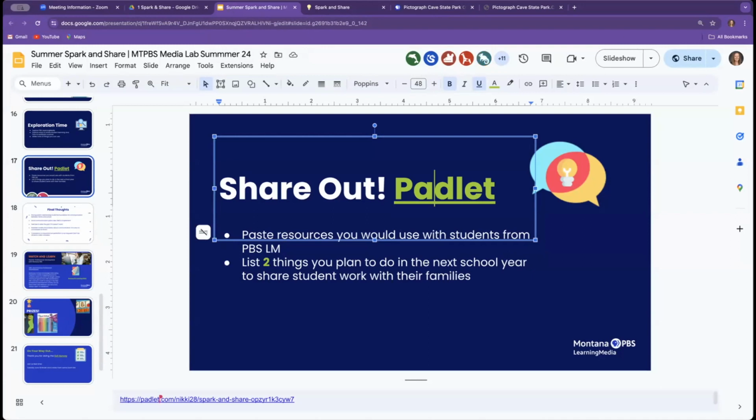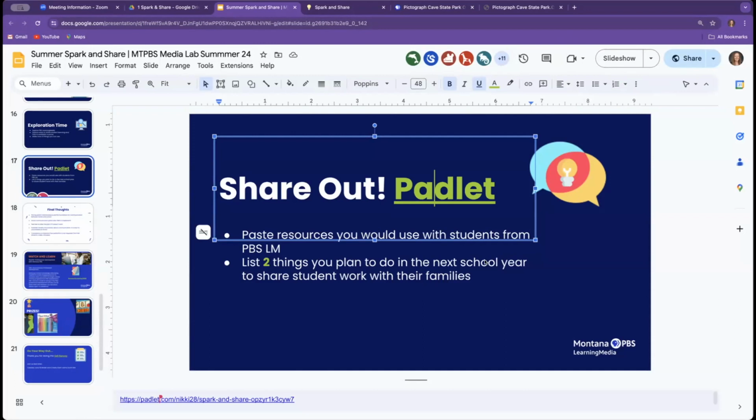We've been putting some links in the chat box for a Padlet. I had to quickly update it because I apologize, it had some things on there we didn't want. You can find it on slide 17, a link to Padlet, or Ruby has put it in the chat box. And so we're wondering if you'll share any resources that you found on PBS Learning Media.